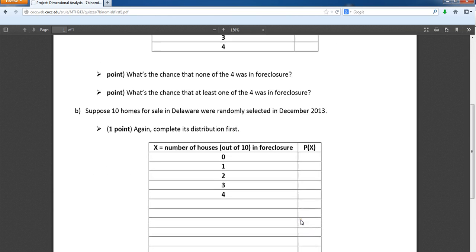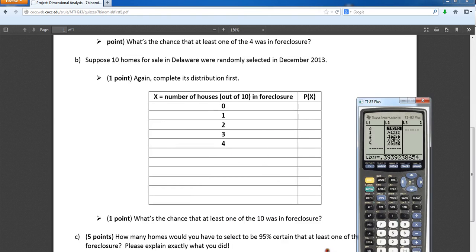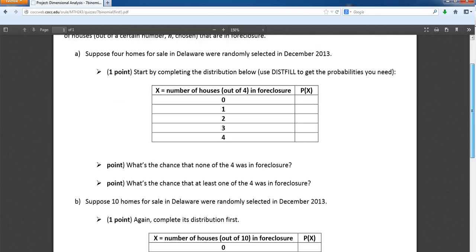And then we're going to select 10 this time, and then you're going to fill in this distribution here. So let's do that. So I'm going to have to continue. Now you would just run dist fill, of course. I cannot do that because I don't have dist fill on this machine. So instead, I will show you how we do it with the command. You use the binomial PDF command with 10 trials, a probability of success of... I've now forgotten what that number is.